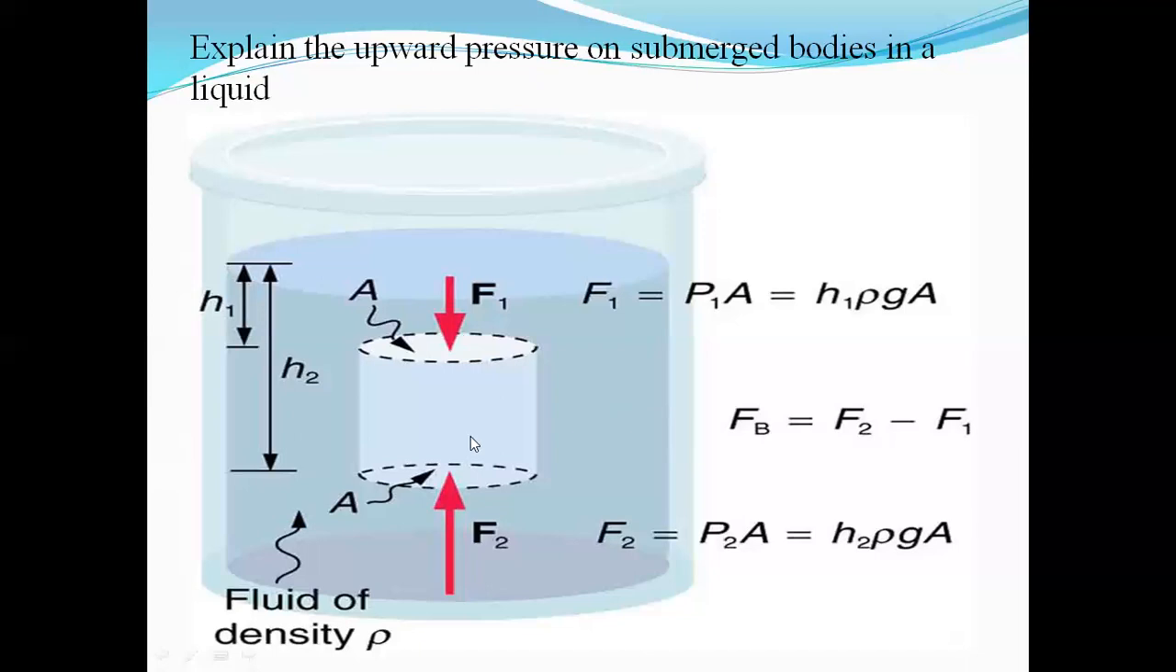That means when we observe the picture, we see that the body is going upward. In this sense, we consider that F2 is greater and F1 is less. So if we find out the net force, then F net equals F2 minus F1. So in this way, you can easily find out the force, and then you can calculate the pressure.